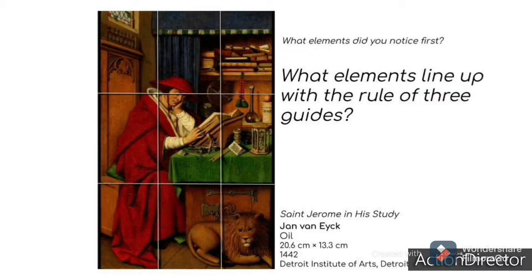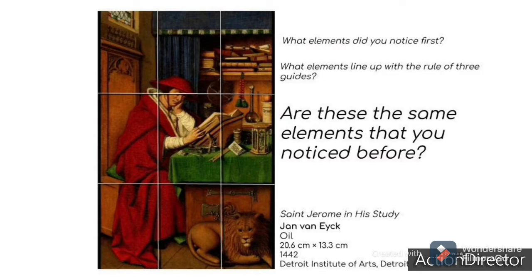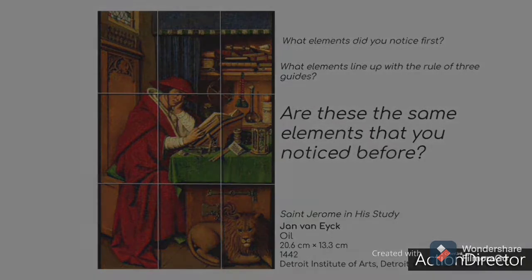What elements line up with the rule of three guides? Are these the same elements that you noticed before? For me, they were. Saint Jerome actually lines up with 2 intersections.